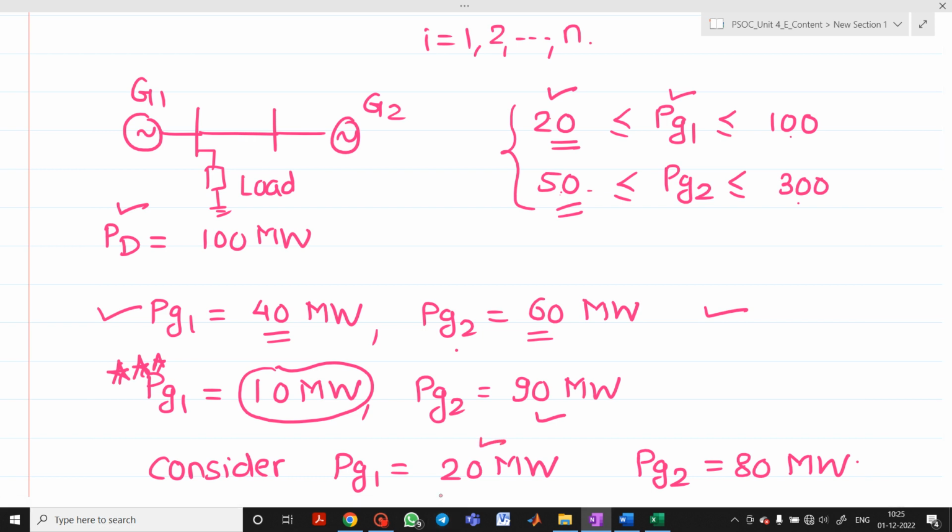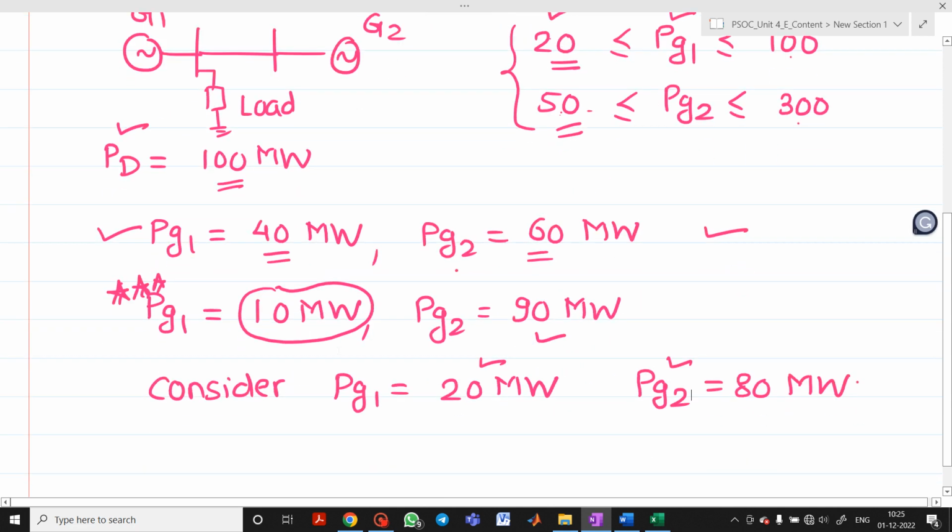After producing 20 megawatt, for fulfilling 100 megawatt, what amount of power will be produced by Pg2? It will be 100 minus 20, which will be equal to 80 megawatt. This will be the one case.